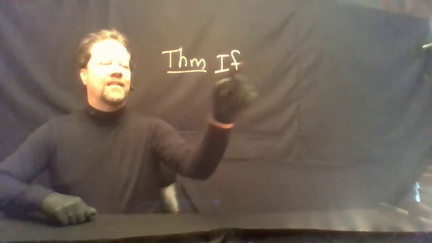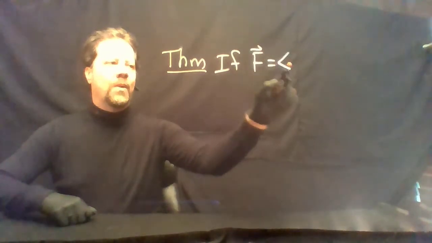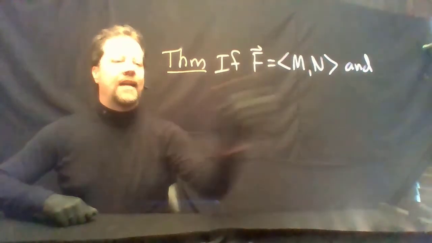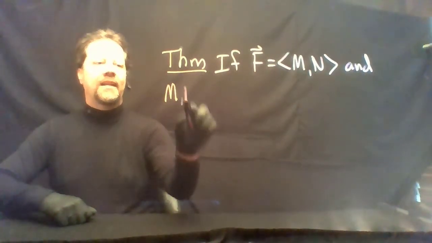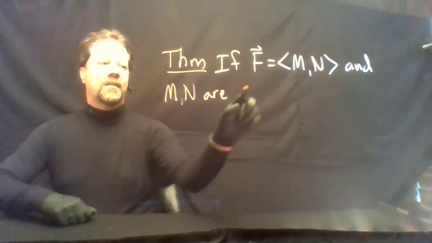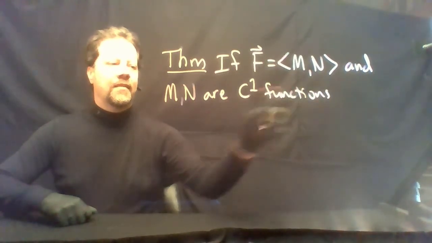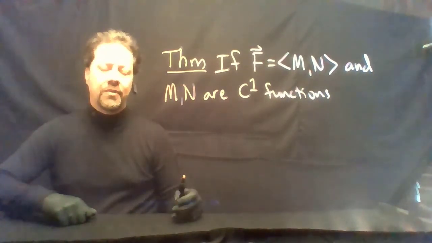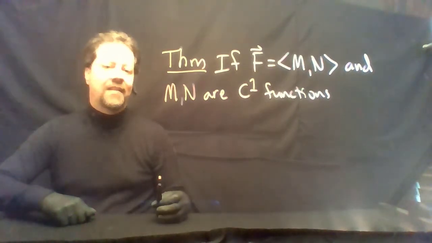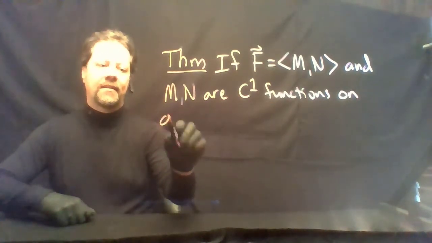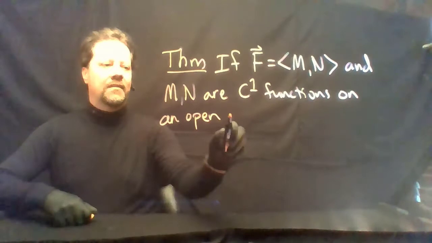There is an easy test for whether or not a vector field is conservative. Suppose a vector field has coordinate functions m and n. And let's also presume that m and n are C1 functions. To be C1 means that their derivatives exist and are continuous. And we want these to be C1 on an open disk.